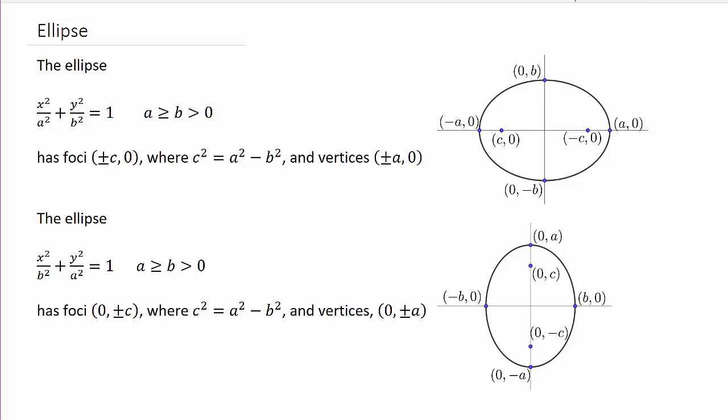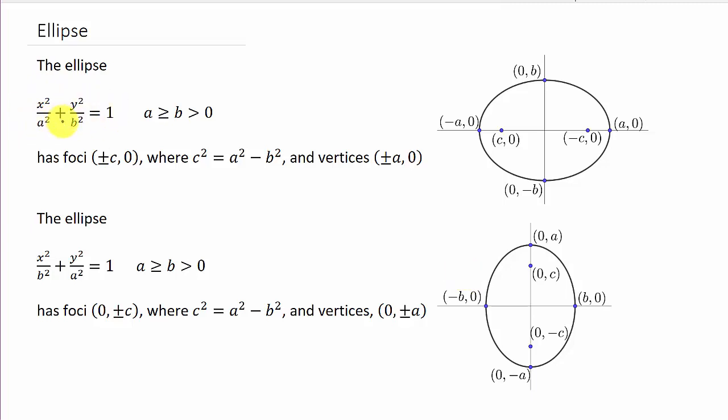Now, another thing, notice here that these ellipses, the center is at 0, 0. Now, you may have an ellipse where the center is not at 0, 0. So how would that look?